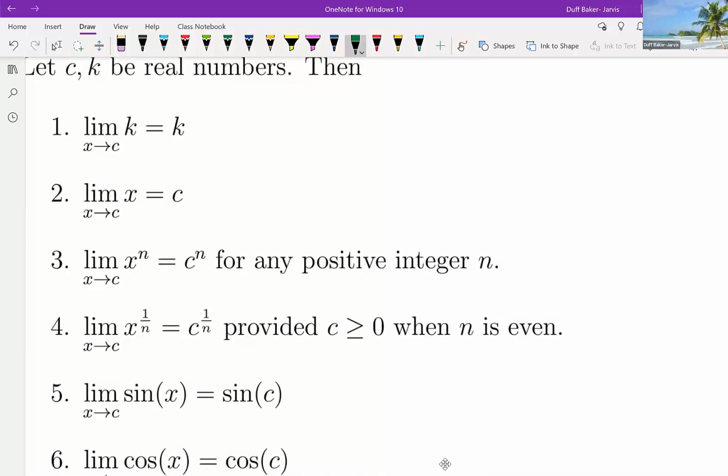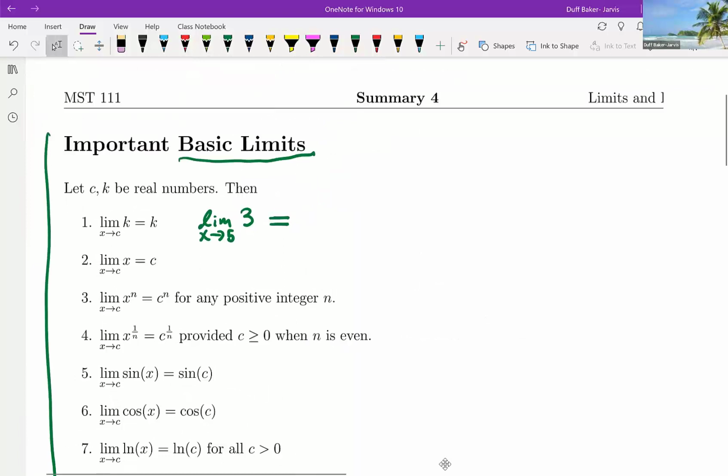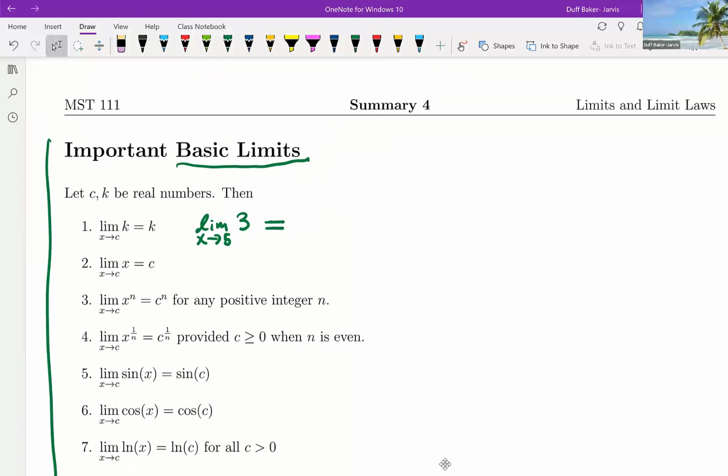basically if I take the limit of any number, so if my function is just a constant number, like say I take the limit of 3, as x approaches some number like say 5. Okay, so what do you guys think that should be? Any ideas? 3. Yeah, so what helped you come to that conclusion? The example of number 1.